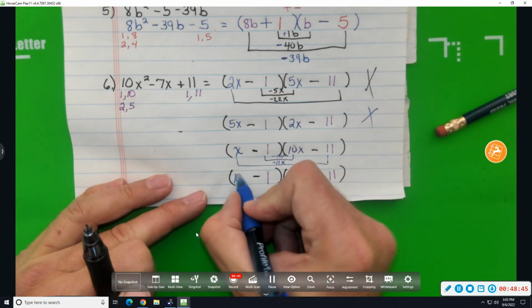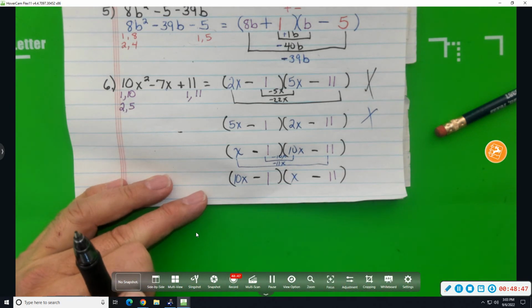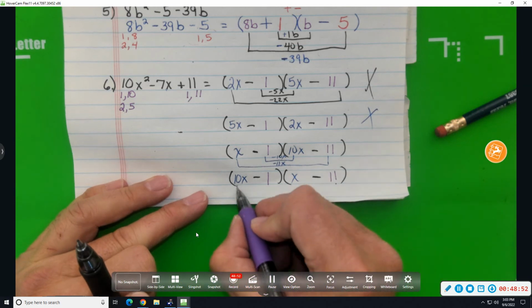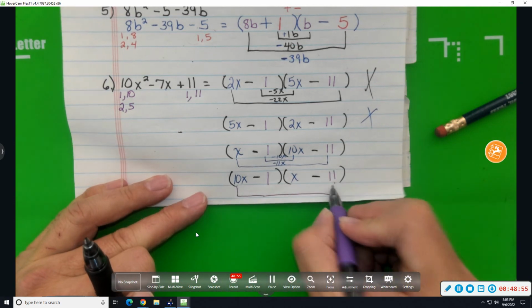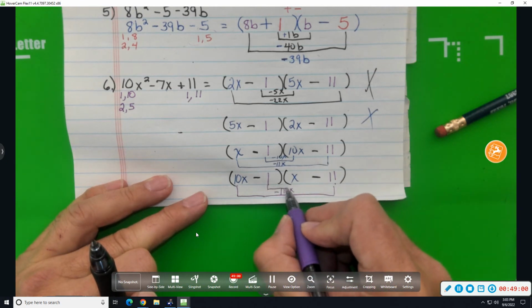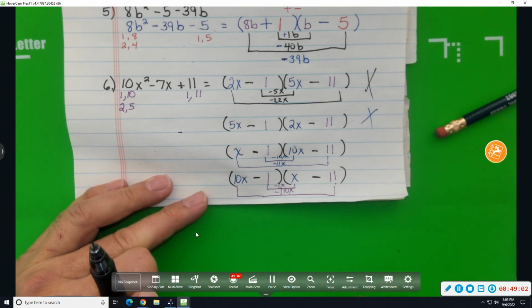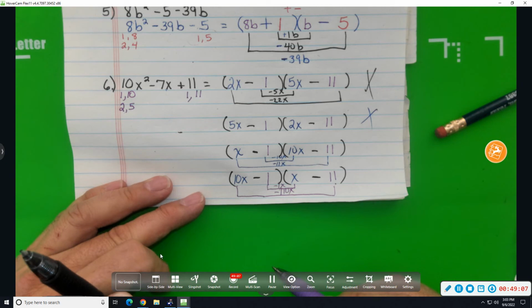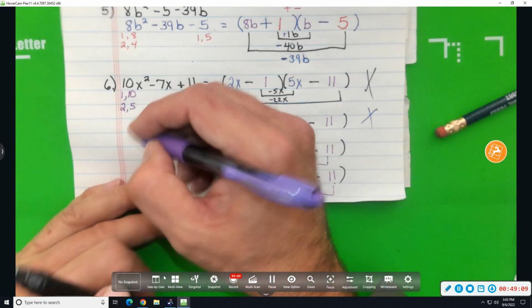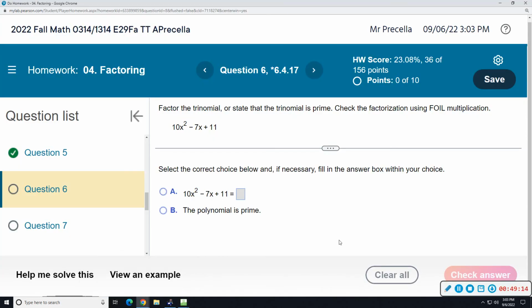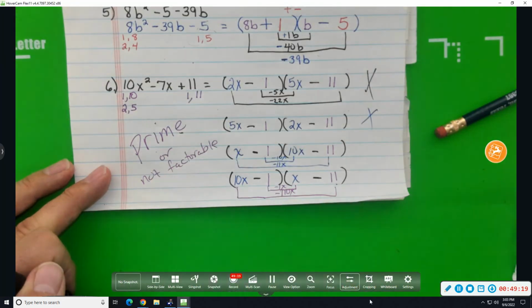So if I tried 10x and x. Oh, wow, what the heck is 10x times negative 11? Negative 110. Okay. So there's no way. Yeah, you don't have to write out all of this as long as you figure out or decide, oh, it's not factorable. Okay? I saw on problem 5, it just wrote out not factorable. I think on this one, the option is prime. I'll say prime or not factorable. This depends on whoever was writing the instructions.